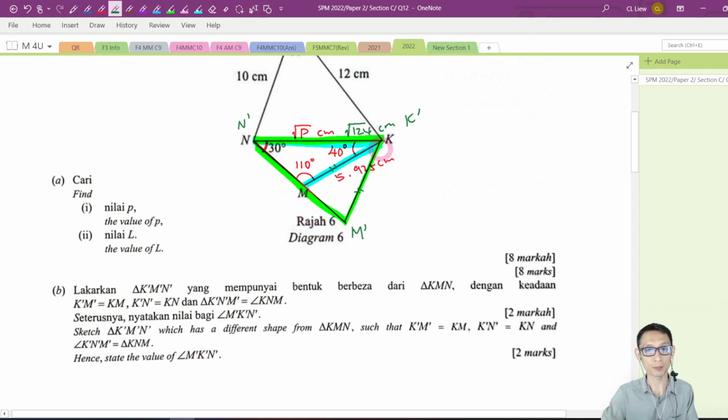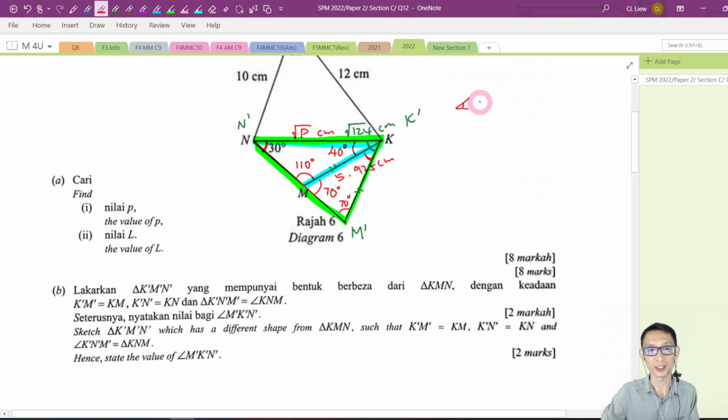Okay, M prime, K prime, which is over here, this whole angle. So we know this is 40, right? This is 40, so I need to find that one. This is 110. So what's the angle here? This will be 70 degrees, right? And here will be 70 degrees as well. So can I get this angle?